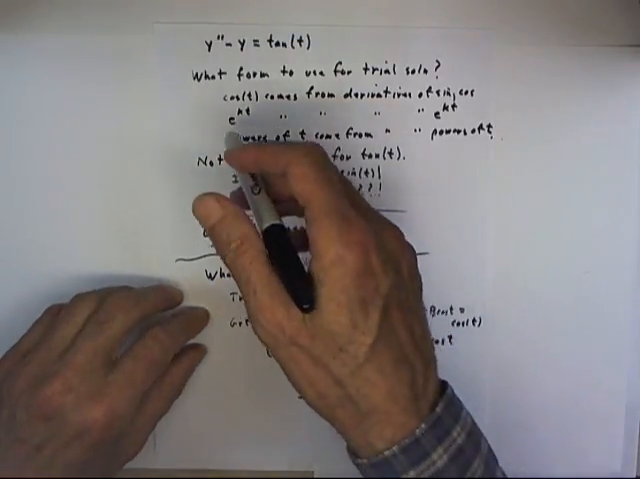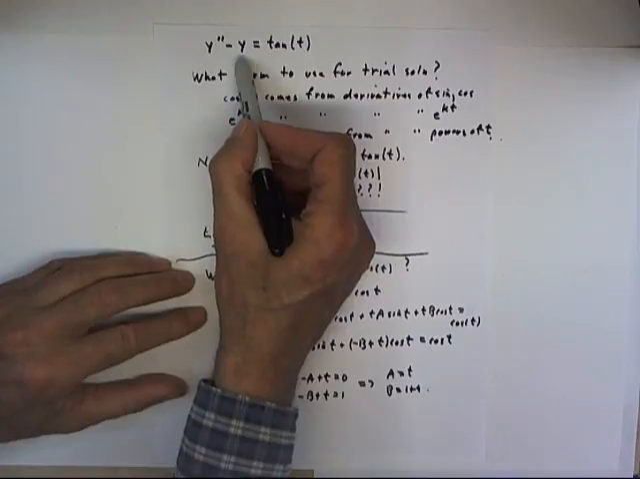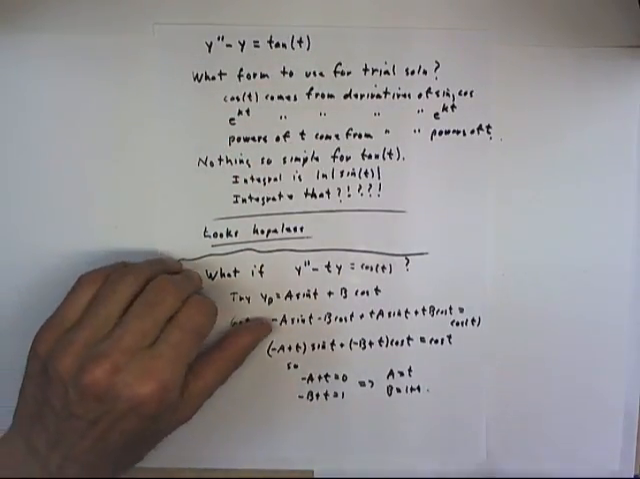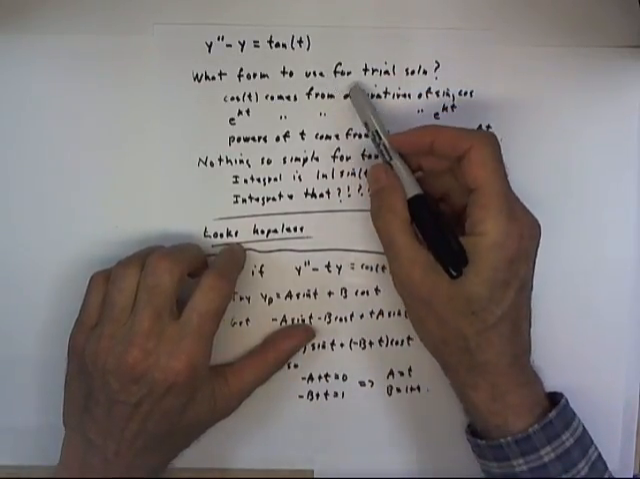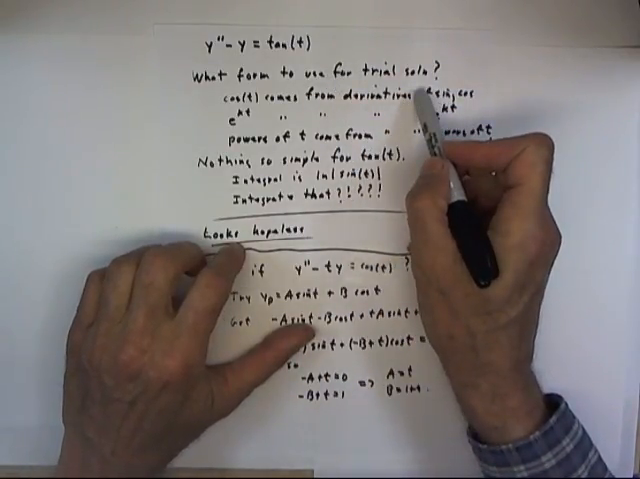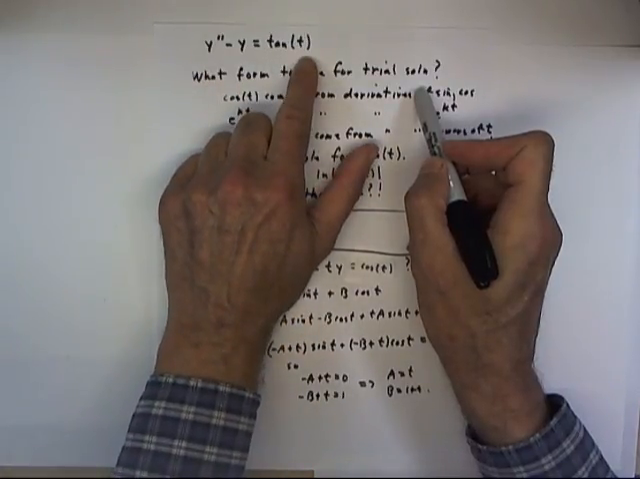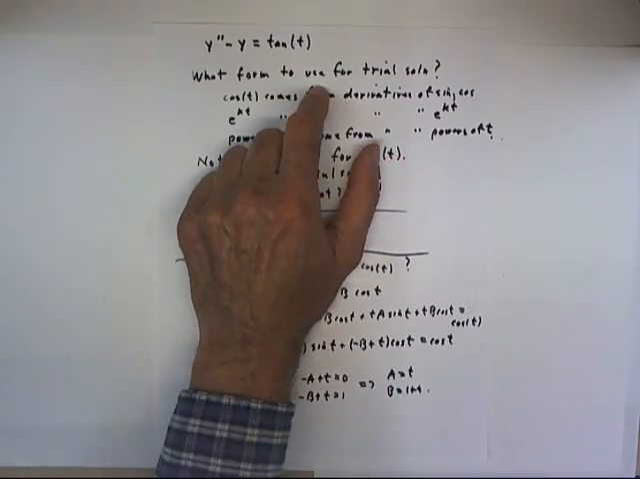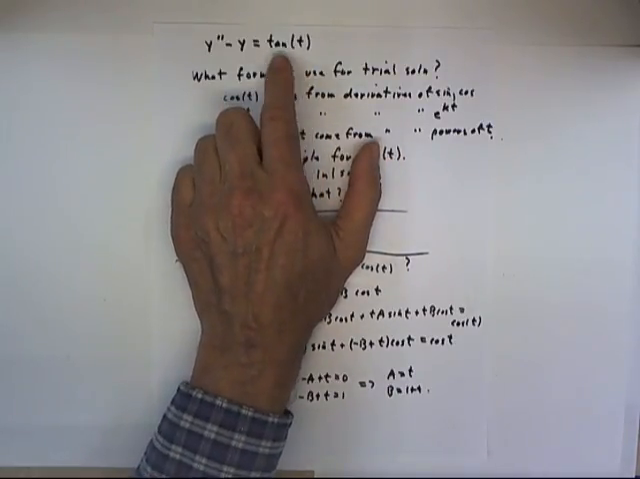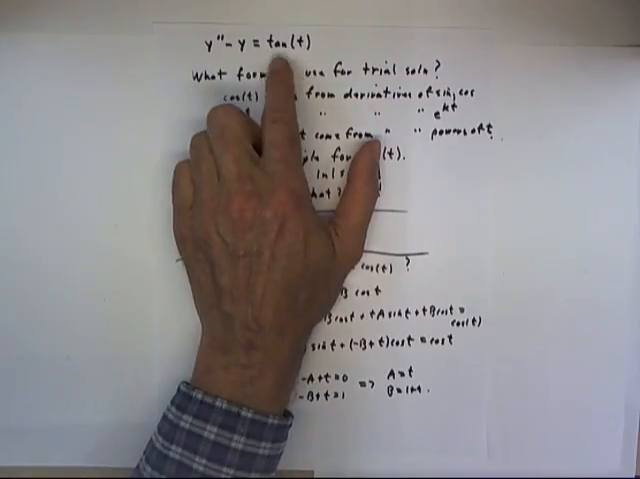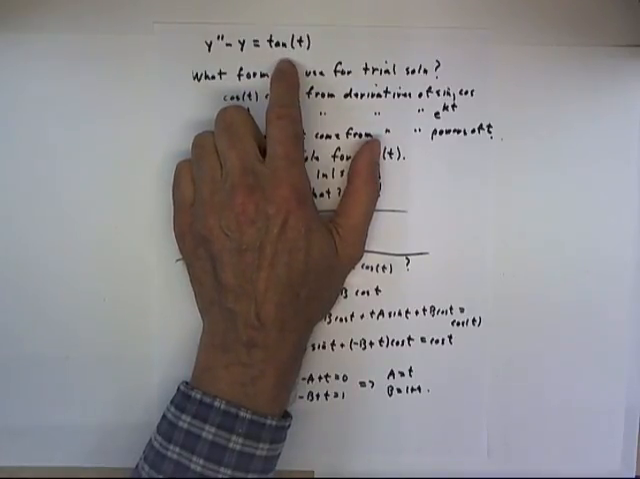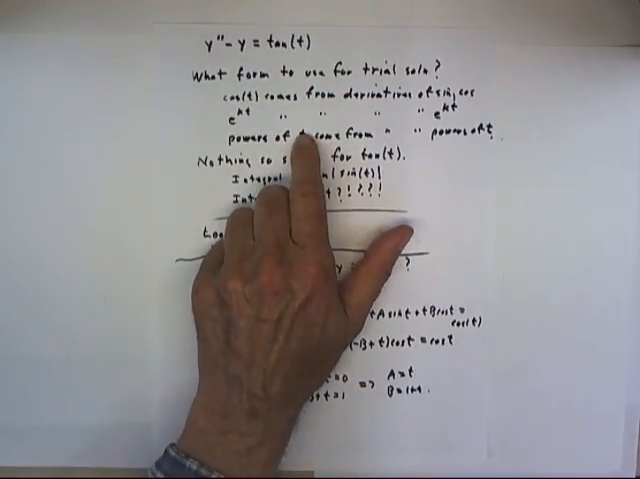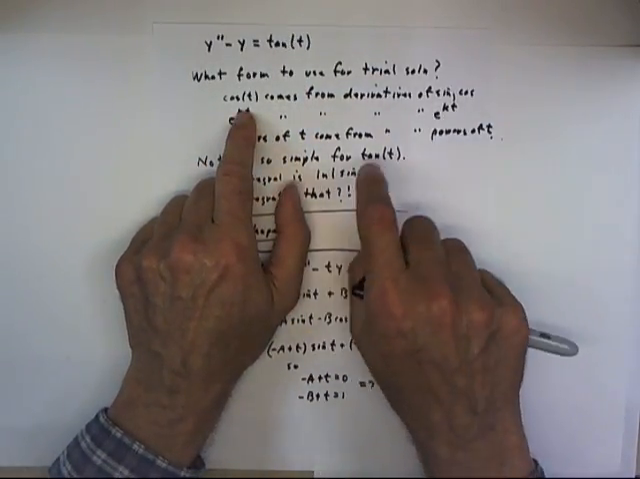Now let's consider the equation y double prime minus y equals tangent of t. We might want to try to find a trial solution for a particular solution that would satisfy this. But we're going to run into problems if we do that, because the question becomes, what kind of things would we take first and second and higher derivatives of in order to end up with a tangent of t?